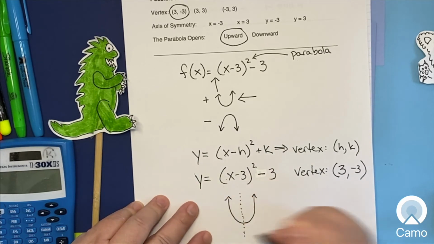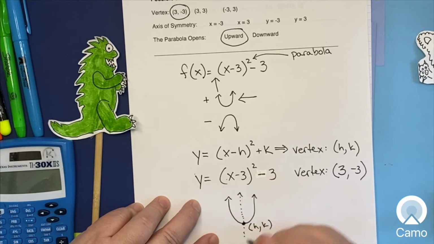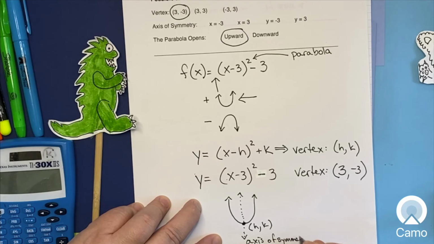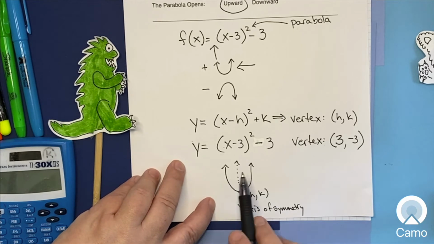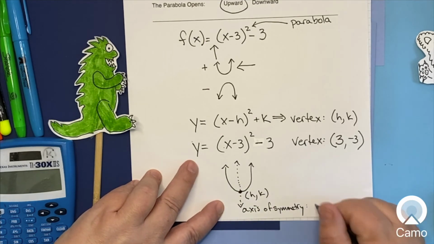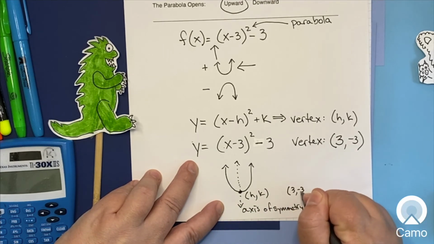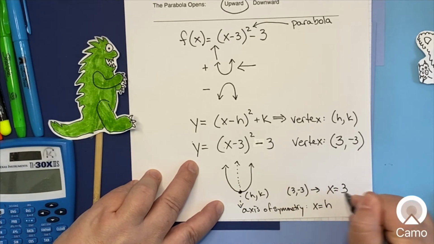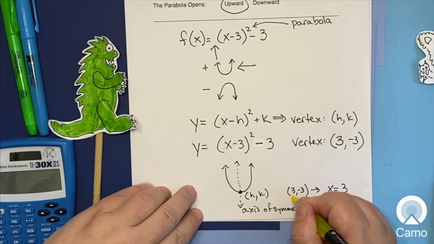And the axis of symmetry, if this is the vertex, then the axis of symmetry, let me pull that up a little bit higher. Remember, axis just means line. So the line of symmetry, where the left side and the right side match up, is going to be given by x equals h, whatever that first number is. So in our case, this is 3, -3, so that gives us x equals 3 as our axis of symmetry. It's whatever this number is.